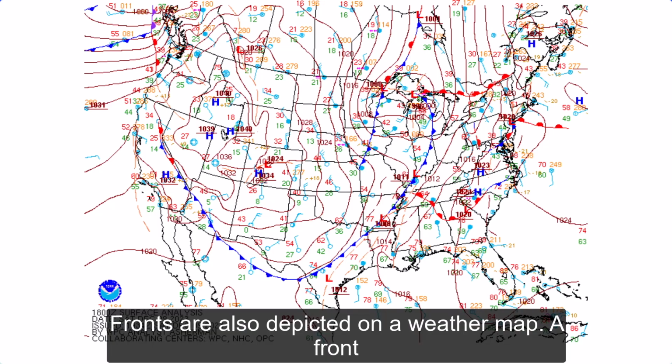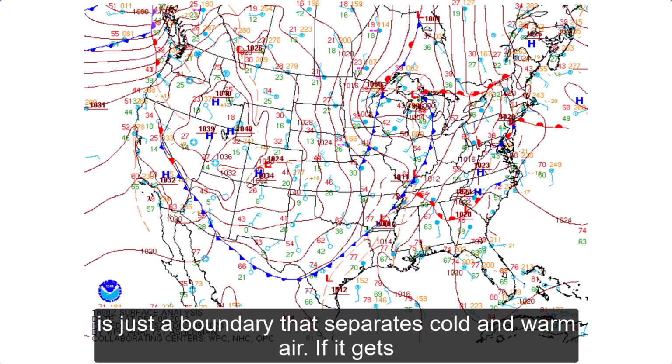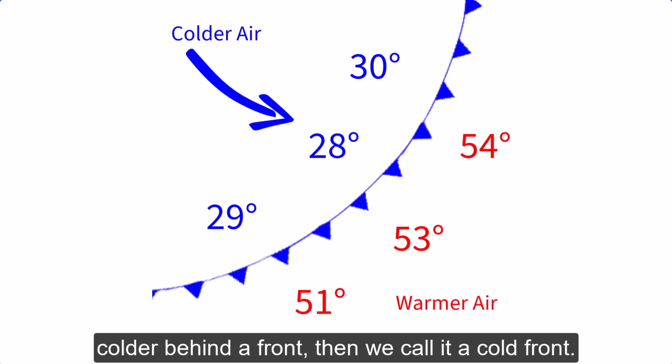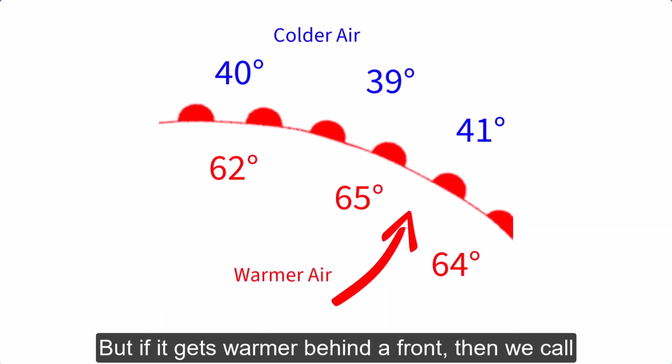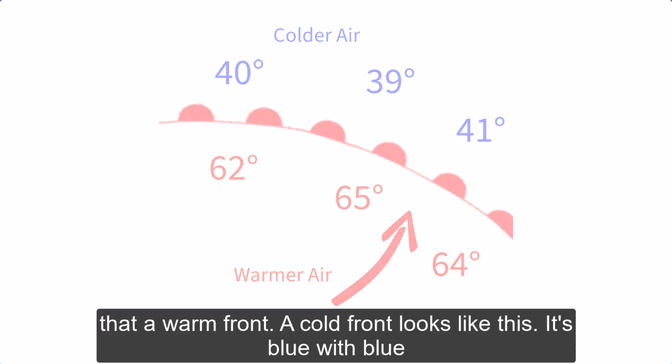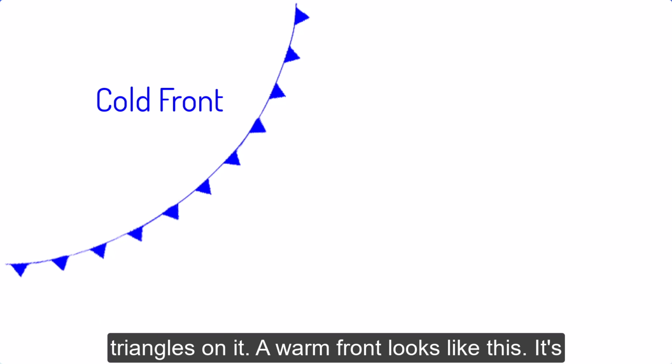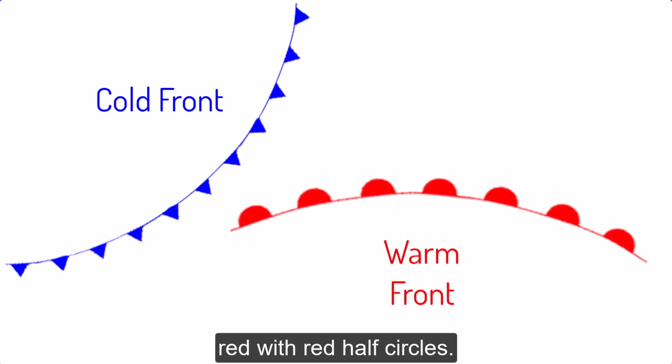Fronts are also depicted on a weather map. A front is just a boundary that separates cold and warm air. If it gets colder behind the front, then we call that a cold front. But if it gets warmer behind the front, then we call that a warm front. A cold front looks like this. It's blue with blue triangles on it. A warm front looks like this and is red with red half circles.